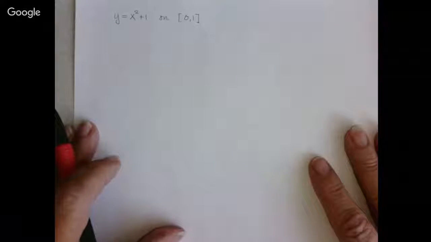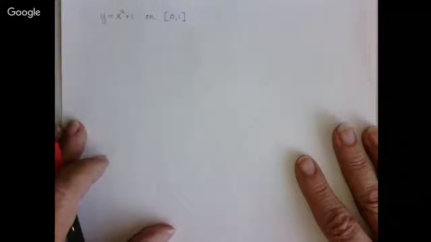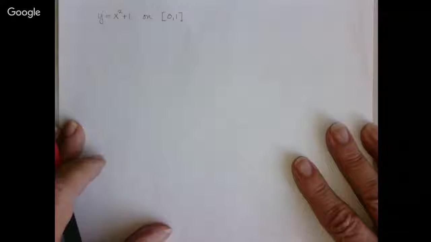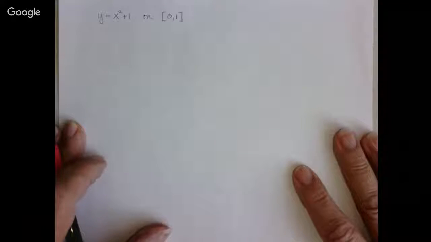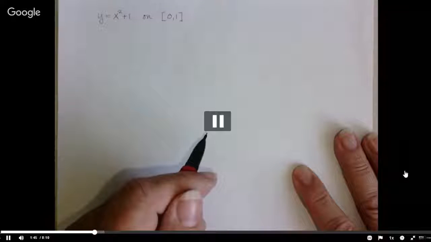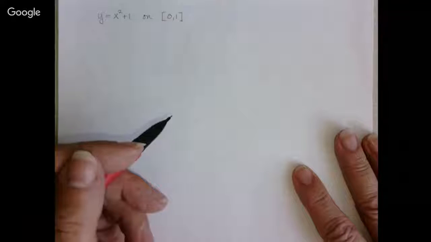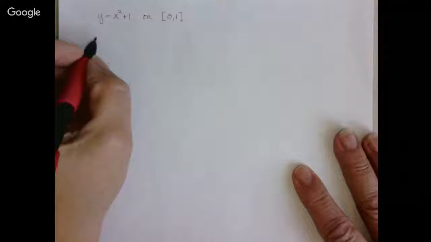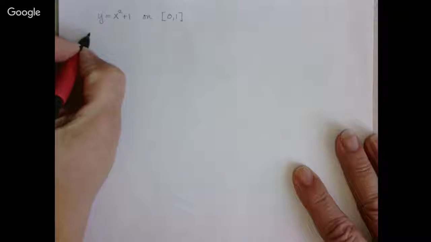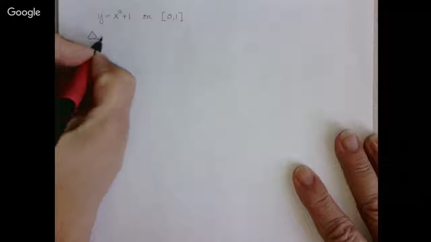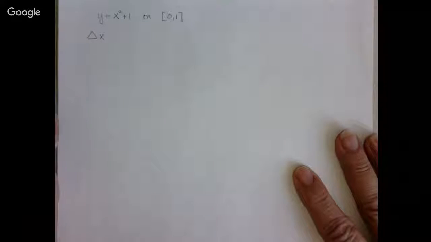Okay. In that activity, we had a finite number of boxes. So maybe we had 2 boxes, or 4 boxes, or maybe even 8 boxes. Let's do this in the same process, and this time we're going to use n boxes. We'll use a finite number, but it won't be specified. So what I need to do in order to find a Riemann sum with n boxes is calculate delta x, first of all.